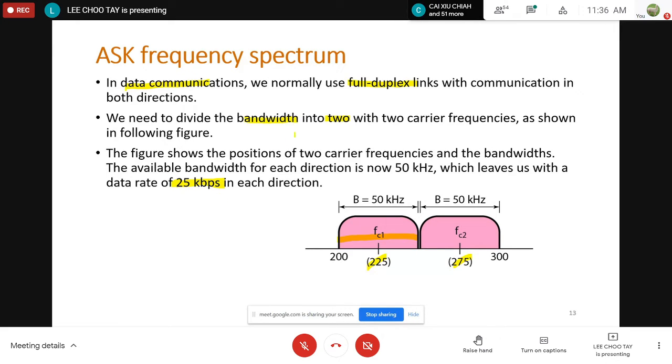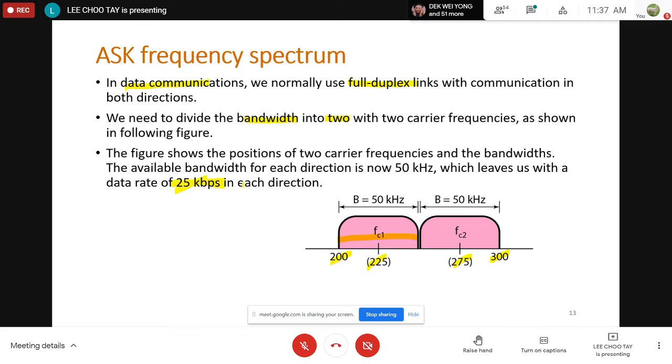Given a bandwidth of 100 kilohertz, the actual bandwidth that we have for our data is only 25 kilohertz, which translates to 25 kilobits per second here. So you don't have the luxury of me giving you 100 kilohertz and then you being able to transmit at 100 kilobits per second. No, that's not the case.